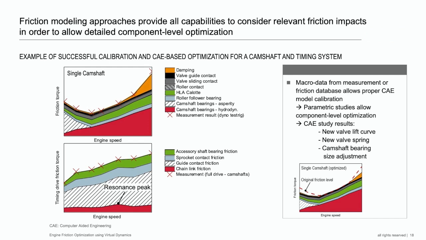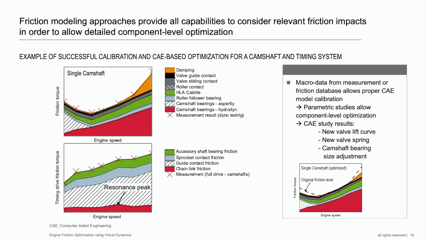The same counts for the timing system, where it is also possible to model effects like the resonances and their impact on friction. So based on this excellent calibration, it is now possible to vary parameters, like in this small study, the valve lift curve, come up with a new valve spring, and with a new bearing size in order to lower the amount of asperity and in order to reduce damping losses in the high engine speed range.